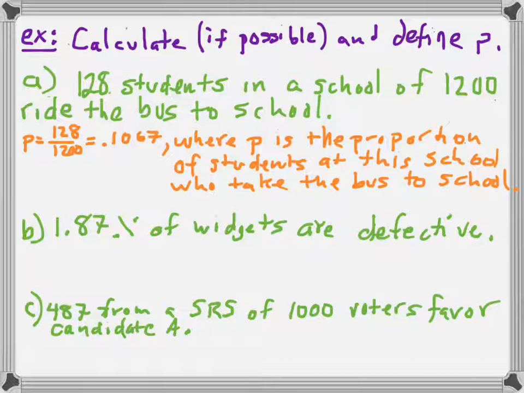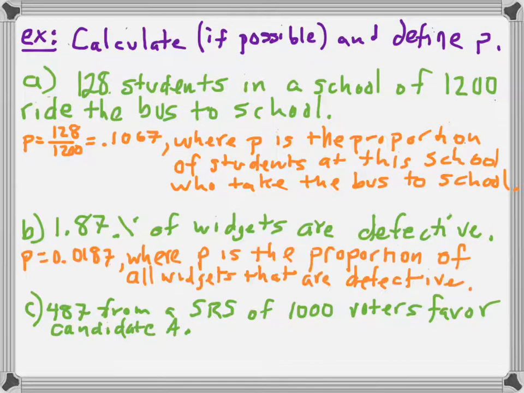Okay, how about Part B? Is that a parameter or is it a statistic? 1.87% of widgets are defective. Well, it should be a parameter, right? So good. In this case, P is 0.0187. Watch that 0 right there. Where P is the proportion of all widgets that are defective.